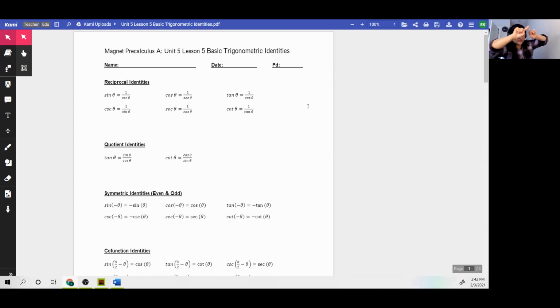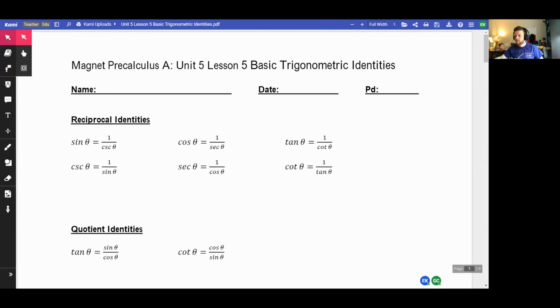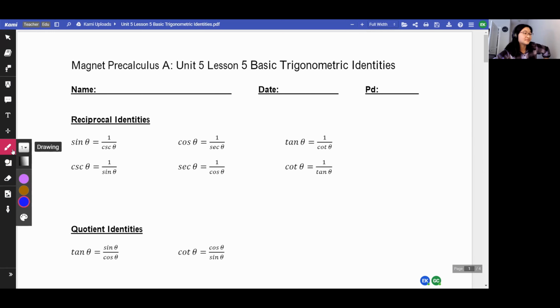Wait, Mr. Kirk, can we widen? Yes, we can. Can we zoom in? Full width. Yeah. Full width. Thank you for pointing that out.